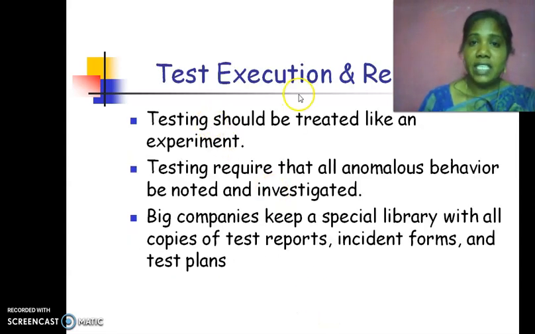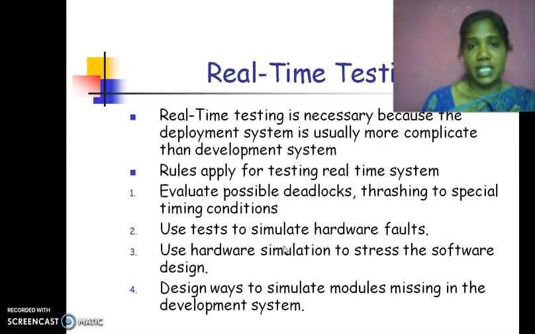Next is test execution and reporting. After you finish test planning, you go to execution. After that, you report to the test manager or the organization's team. Testing should be treated like an experiment, which means all anomalous behavior must be noted and investigated. Big companies keep a special library with copies of all test reports, incident forms and test plans.